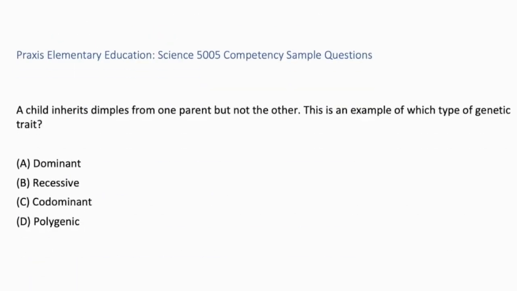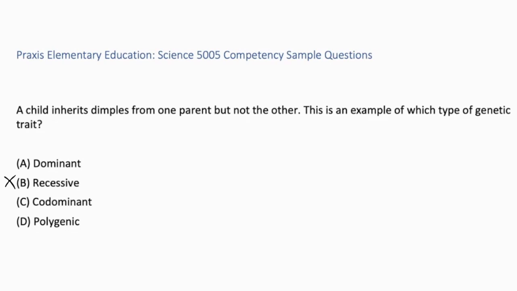A child inherits dimples from one parent, but not the other. This is an example of which type of genetic trait? A. Dominant, B. Recessive, C. Codominant, or D. Polygenic.